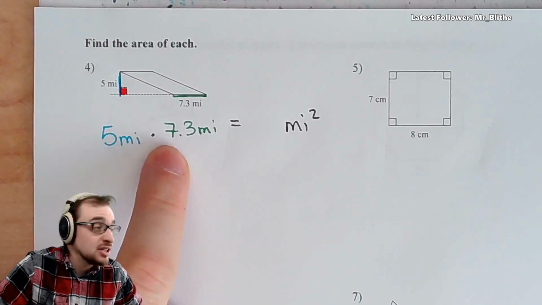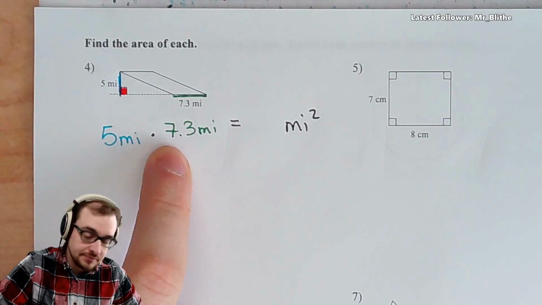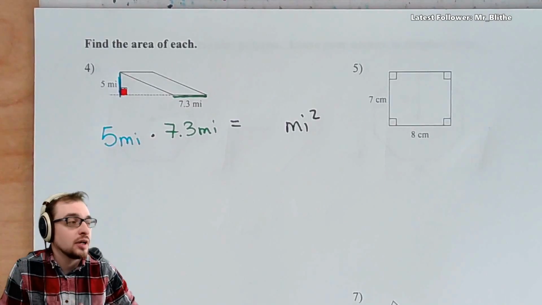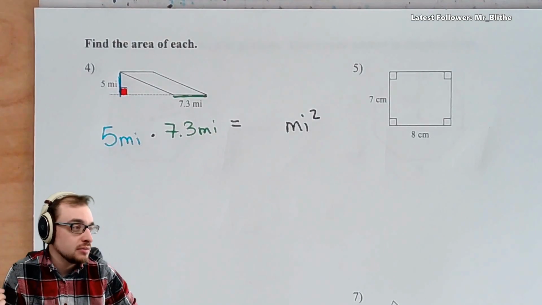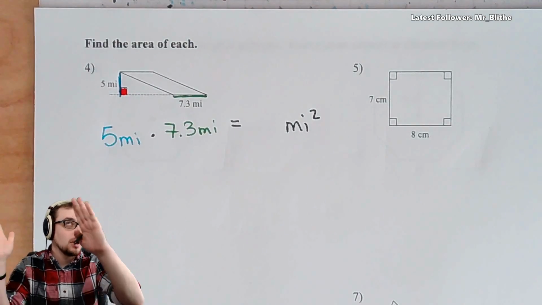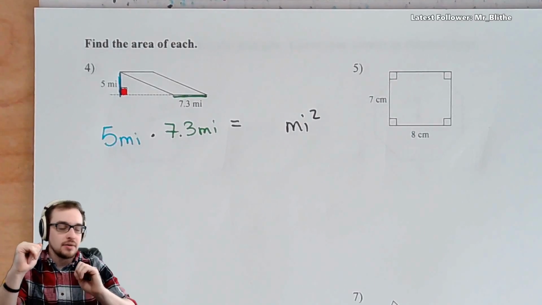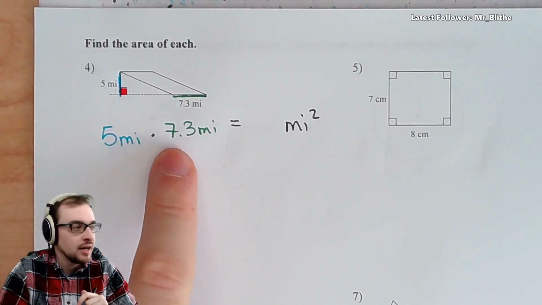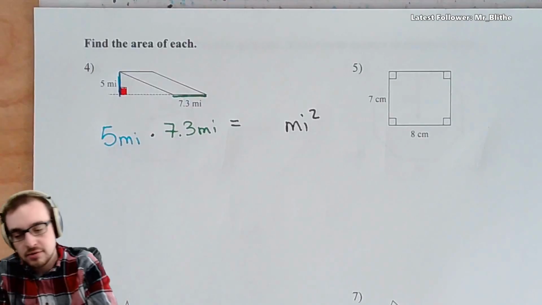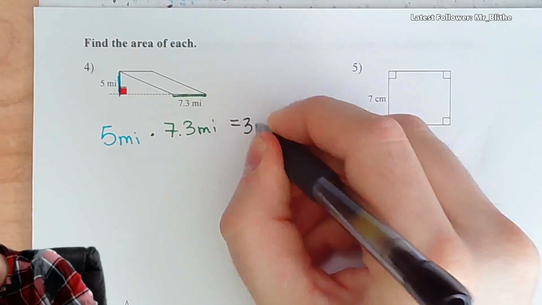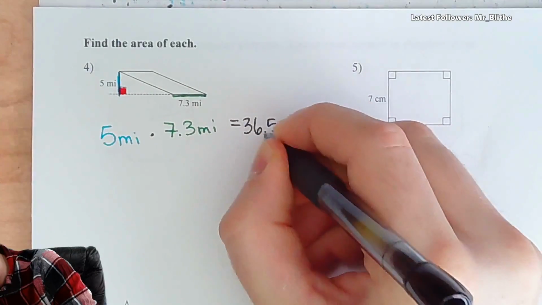Then we have 5 times 7, which is 35. And 5 times 0.3. Well, 5 times 3 is 15, so 5 times 0.3 is 1.5. So we've got 35 and 1.5. 36.5.